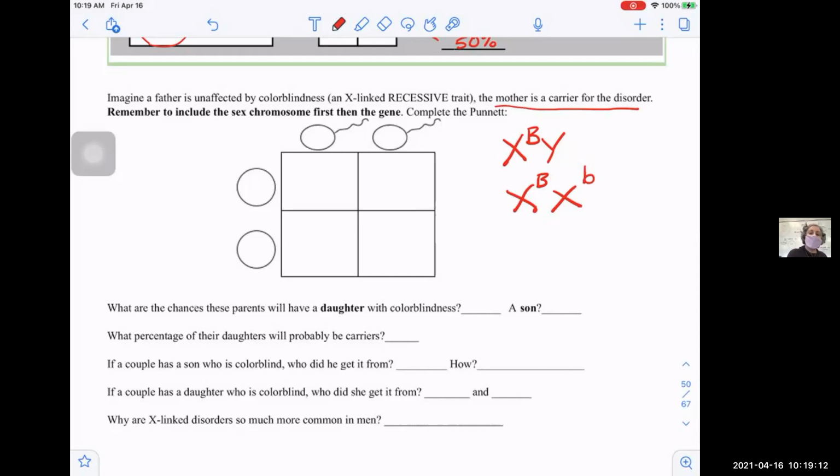So we call that a carrier. I know we've been calling it heterozygous, but in this case, we call her a carrier because she doesn't show the trait, but she carries the allele. All right, so this Punnett square has sperm and eggs on it, so we can put dad's gametes in the sperm and mom's gametes in her eggs. And just remember, when we fill in a Punnett square, we're filling in what the baby's genotypes would be, the offspring. So this first daughter is going to be big B, big B.